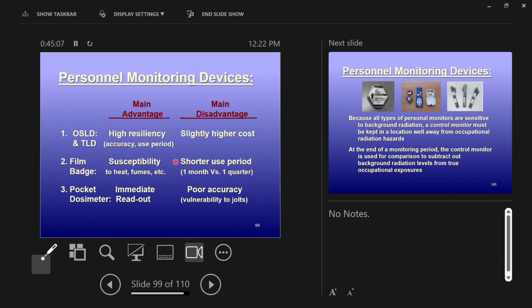And so all of a sudden your badge is expired and you've got to make sure you switch out for a new one, which means every month someone's got to be checking this, right? So every 4 weeks someone's got to be getting new badges in, switching out the old ones, sending them to the laboratory for measurement. This is going to happen a lot more frequently than the 3-month time frame for OSL TLDs.